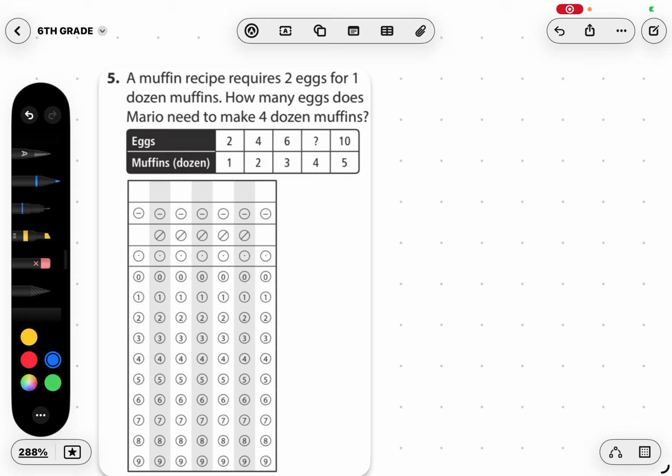Today we're going to be taking a look at some 6th grade math questions that involve using unit rate and ratios to answer these questions. So let's go ahead and jump on in.